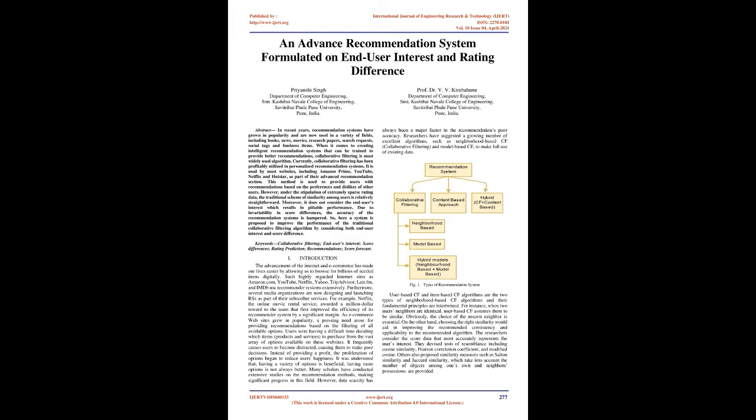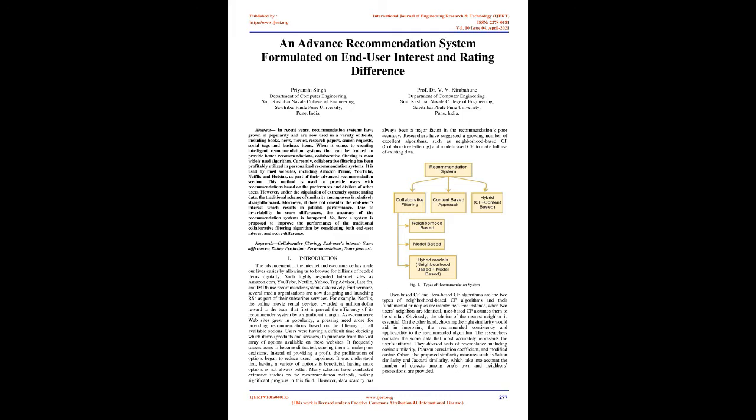When it comes to creating intelligent recommendation systems that can be trained to provide better recommendations, collaborative filtering is the most widely used algorithm. Currently, collaborative filtering has been profitably utilized in personalized recommendation systems. It is used by most websites, including Amazon Prime, YouTube, Netflix, and Hotstar, as part of their advanced recommendation section. This method is used to provide users with recommendations based on the preferences and dislikes of other users.